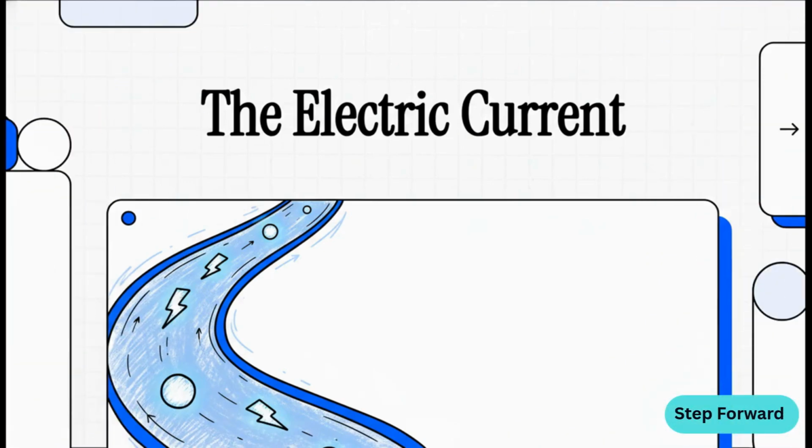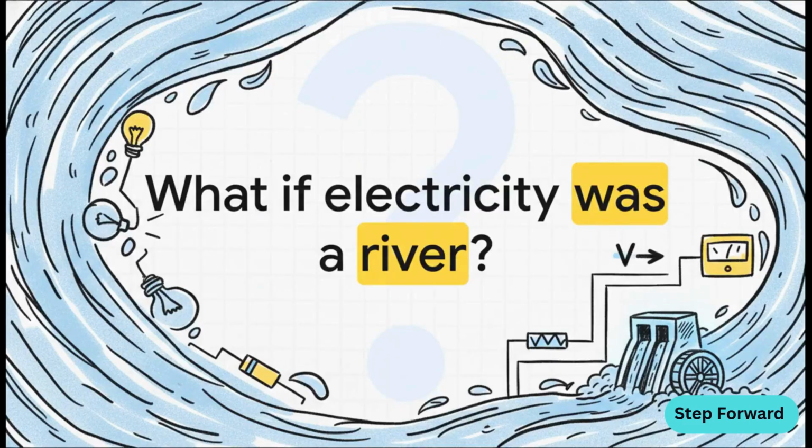Welcome to The Explainer. Today, we're going to talk about the physical properties of the electric current. You know, it's that invisible force that powers literally everything in our lives. It sounds super complex, I know, but trust me, by the end of this, you'll see it's actually as simple as a river flowing downhill. Okay, so let's just dive right in.